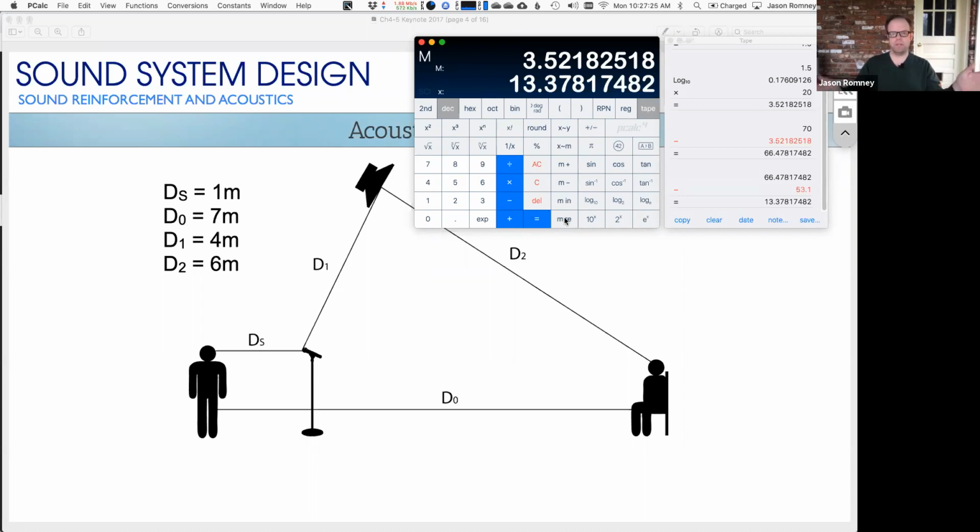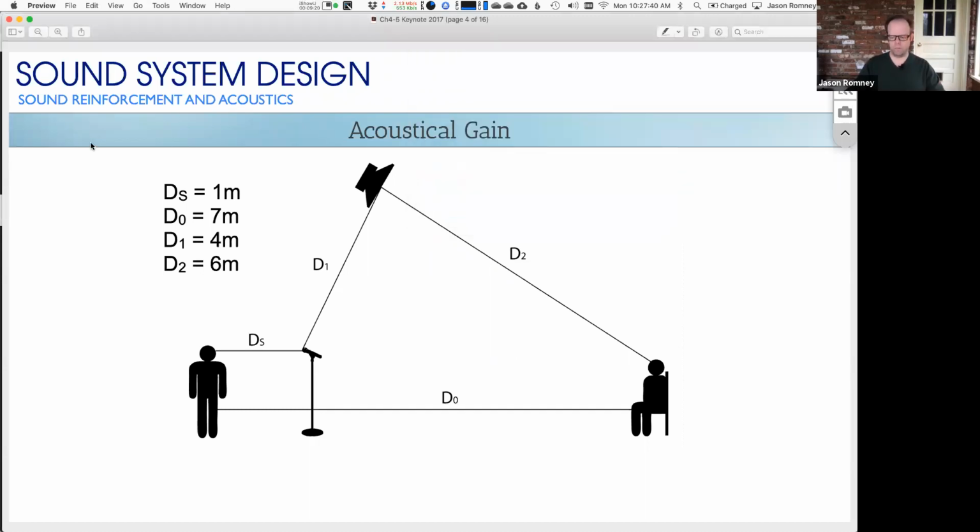Okay? So it doesn't matter that the loudspeaker's got another 30 dB of headroom in it. We don't get to use it because it's feeding back. However, here's kind of the catch here. Well, actually, before I talk about the catch, let's just review what we just did.